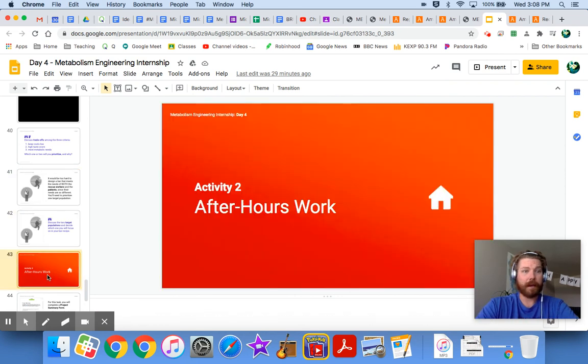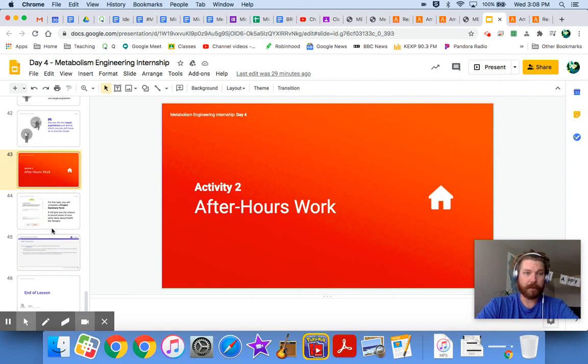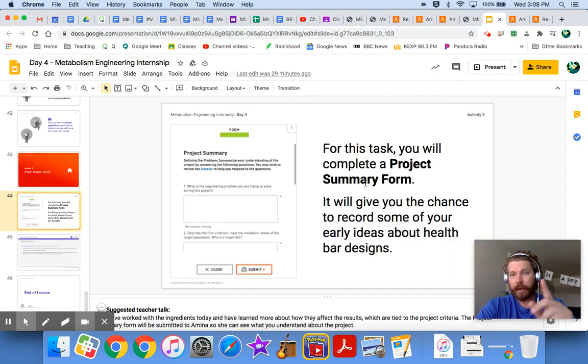Okay. We got some after hours work. Almost forgot. You're completing your project summary form. So recording some of your early ideas about health bar designs. Do this in the Futura workspace. You will submit it in the Futura workspace. And after that, you're done.